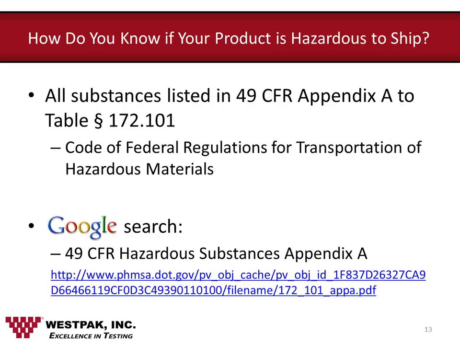I guess I didn't answer yet the question of how you know if your product is hazardous to ship. The easiest way to determine that is to look at 49 CFR Appendix A, Table Section 172.101. This CFR section tells you exactly every single material and substance that is known as hazardous. If you go to Google and search for 49 CFR hazardous substance Appendix A, you'll get a PDF, which is also in the link below. It's exactly what I described. It's free, and you can look up whether your material is hazardous or not.